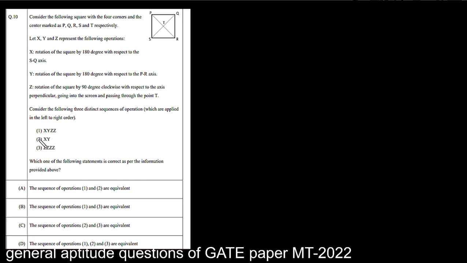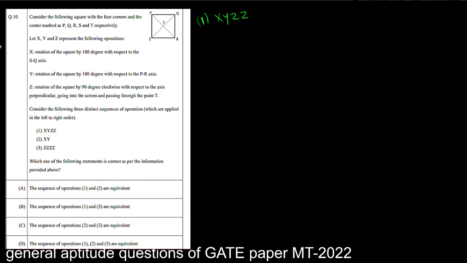Now for this second sequence we have to first apply x operation, then y, and for this last sequence we have to apply this z first, again z, again z and again z operation. So now let's start with the first sequence. So I can write here 1 and here our sequence is nothing but x, y, z, z, and here this x is nothing but the represent this operation.